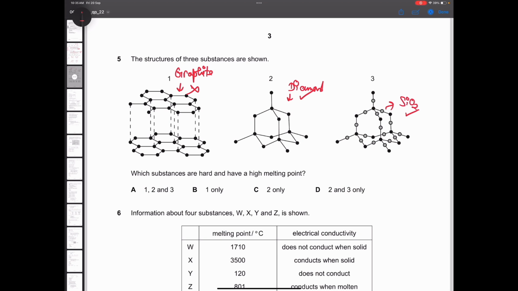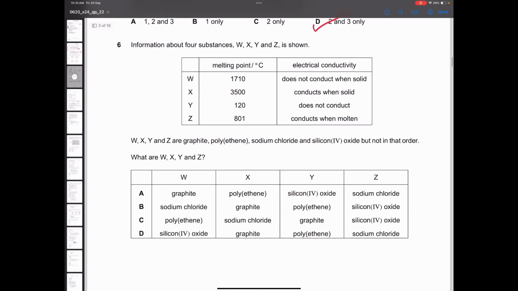So, which option will be correct? The one with 2 and 3 only. So, option number D is correct. Next question. Information about four substances is given. W, X, Y, Z are graphite, polyethylene, sodium chloride, silicon oxide, but not in the order. So we have to identify which one is W, X, Y, Z based on the properties given.